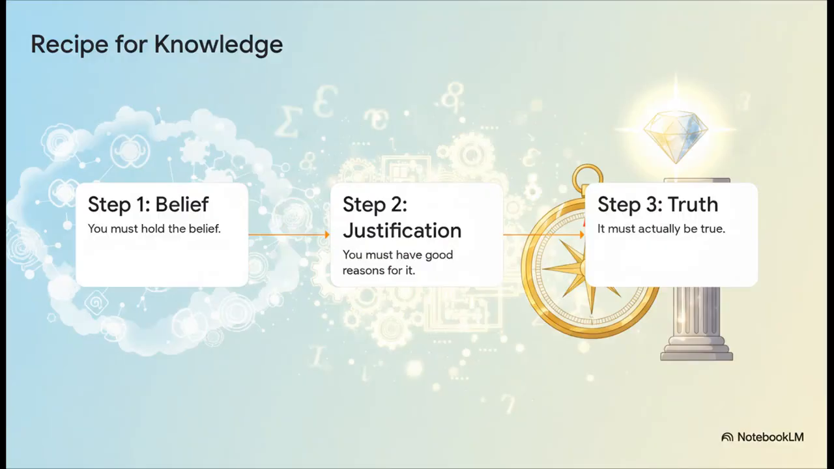So it all comes together in this classic recipe for knowledge that philosophers talk about. You need three things. First, you have to actually believe it. Second, you need good reasons for it. That's justification. And third, the final crucial step, it has to actually be true. Without that last ingredient, all you have is a justified belief which could still be wrong.